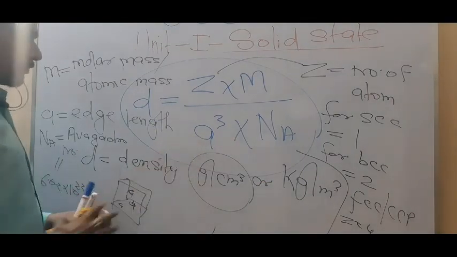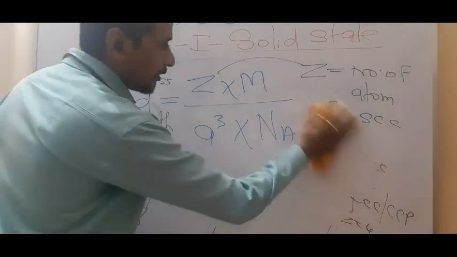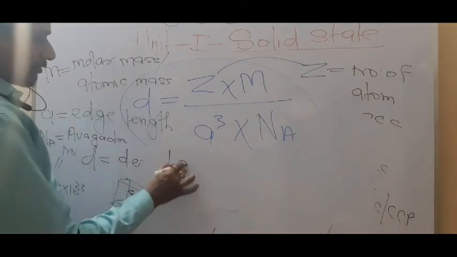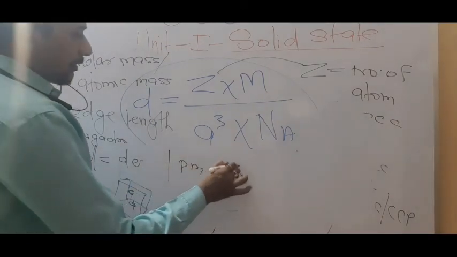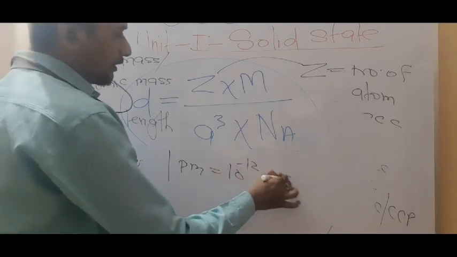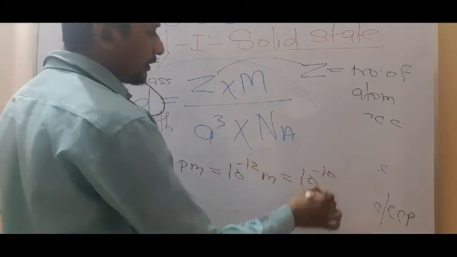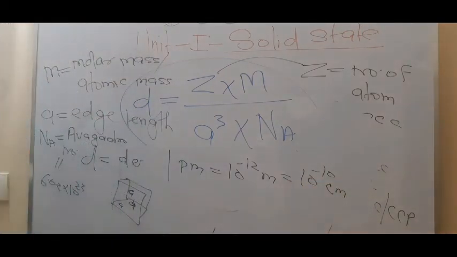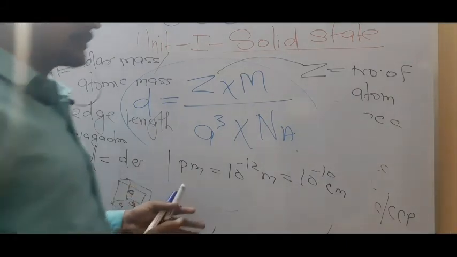One more thing to note down here. In case of A, it may be given in picometer. So 1 picometer equal to 10 to the power minus 12 meter, and in case of centimeter this will be 10 to the power minus 10 centimeter. So this may be changed from picometer to centimeter as the requirement of the numericals. So these are the basic things.